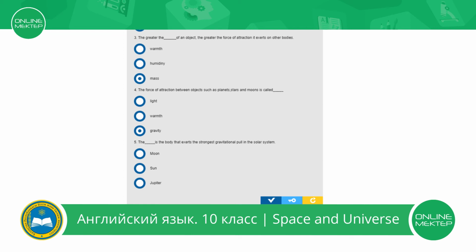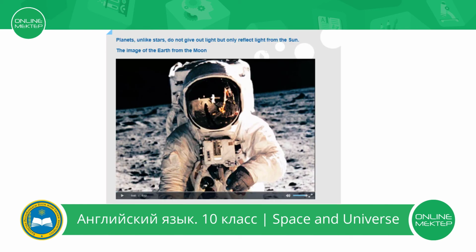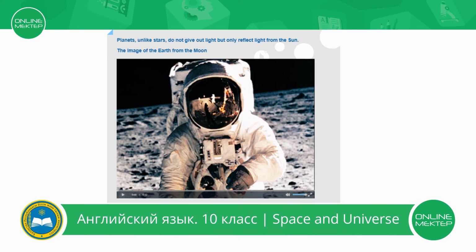And the last sentence. The moon, the sun, or the Jupiter is the body that exerts the strongest gravitational pull in the solar system. You're right. It's the sun. Great! Now, let's watch the video about how planets reflect light.